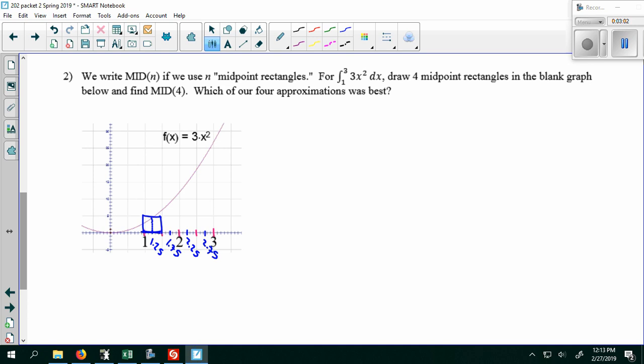So my interval from 1.5 to 2, the height of the rectangle that I build over that interval is the height of the function at 1.75. And I just continue to do that on each interval.